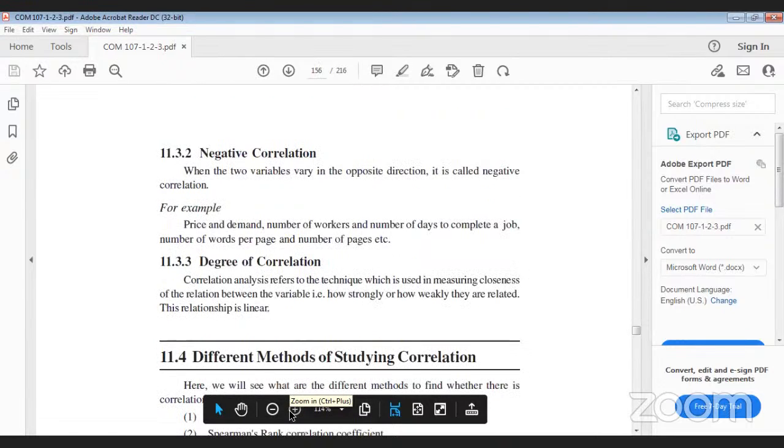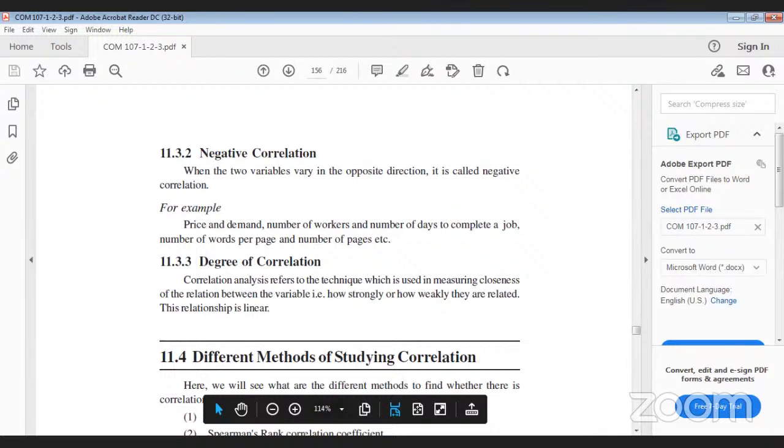The second type is negative correlation. When the two variables vary in the opposite direction, it is called negative correlation. For example, price and demand, number of workers and number of days to complete a job, number of words per page and number of pages. These are examples of negative correlation.